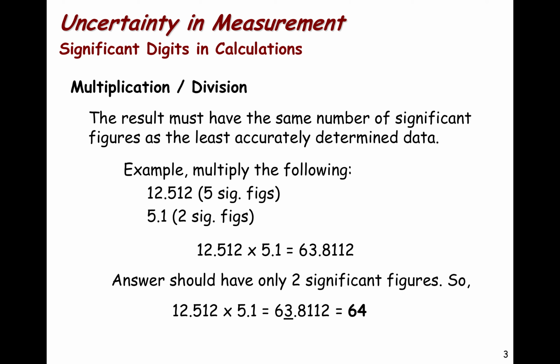And it's implied that the value could be as high as 65, or as low as 63, and that range of error encompasses the number that we used to figure out the answer.